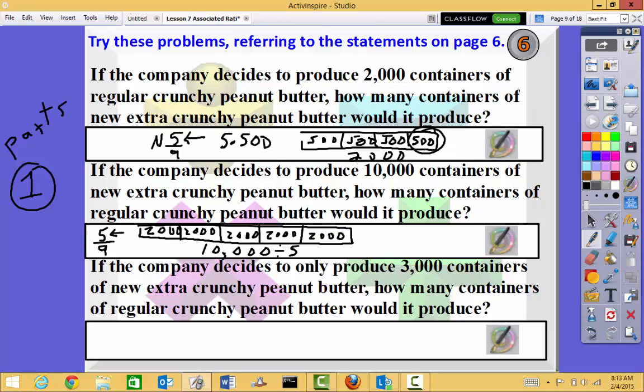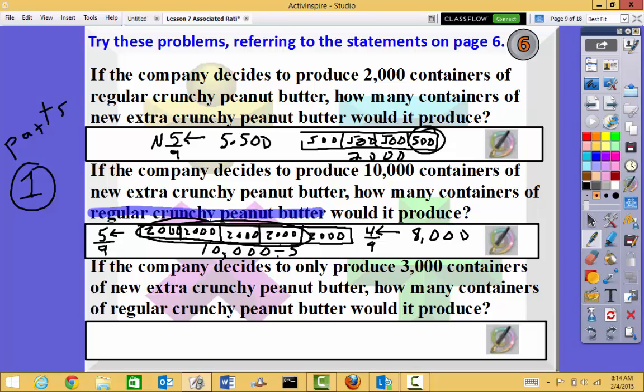Okay, so now I'm going to look at what my question is asking. It's asking for the number of regular crunchy peanut butter. Well, I have 4 to 9 as my ratio, so there's going to be 4 parts. So I'm just going to take 4 of these. So that's 8,000, 2,000 times 4. So my answer is 8,000 containers. It makes sense too because more people like the new crunchy than the regular, so my new one should be higher than the regular.